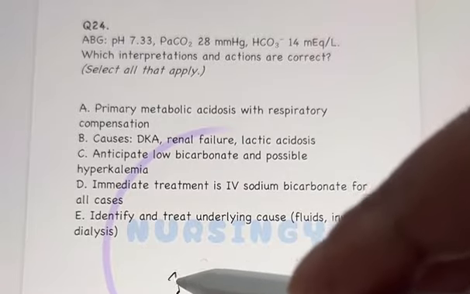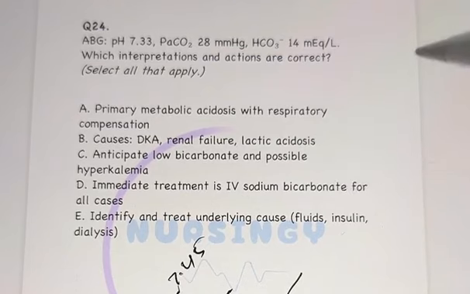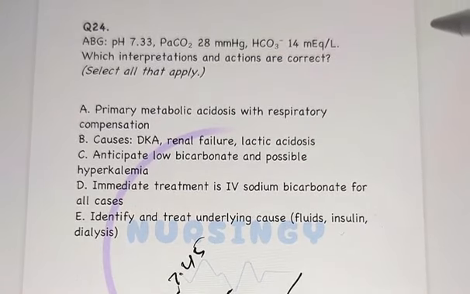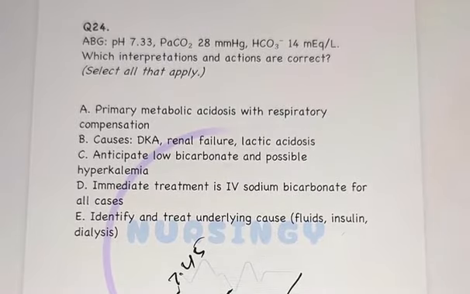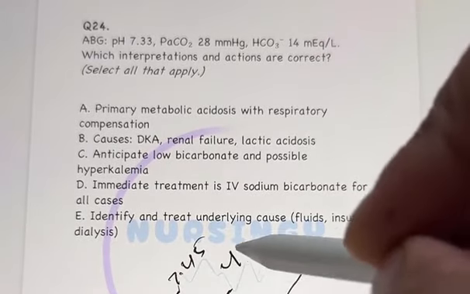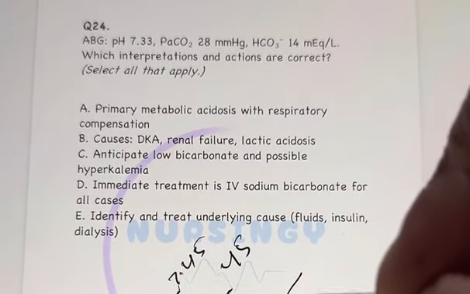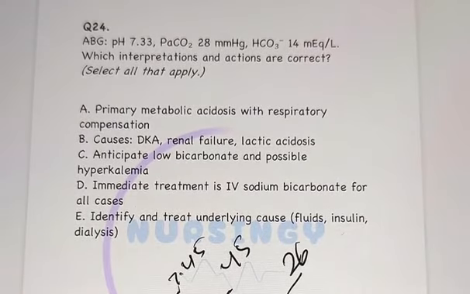7.35 to 7.45. What is our next normal level? What is PaCO2, guys? 35 to 45, yes. And what is HCO3? 22 to 26. I'm going to change the color.